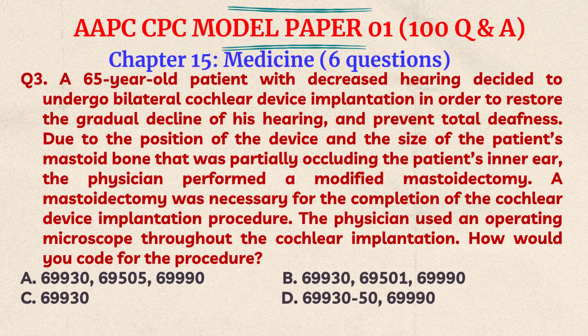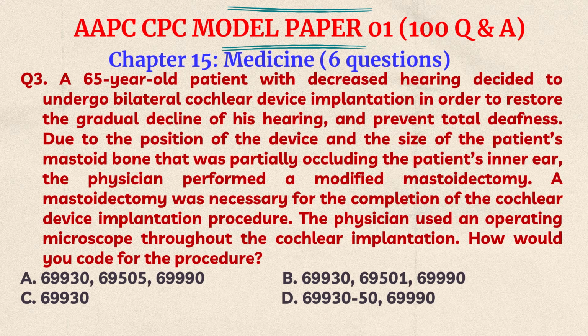Question number 3. A 65-year-old patient with decreased hearing decided to undergo bilateral cochlear device implantation in order to restore the gradual decline of his hearing and prevent total deafness. Due to the position of the device and the size of the patient's mastoid bone that was partially occluding the patient's inner ear, the physician performed a modified mastoidectomy. A mastoidectomy was necessary for the completion of the cochlear device implantation procedure. The physician used an operating microscope throughout the cochlear implantation. How would you code for the procedure?